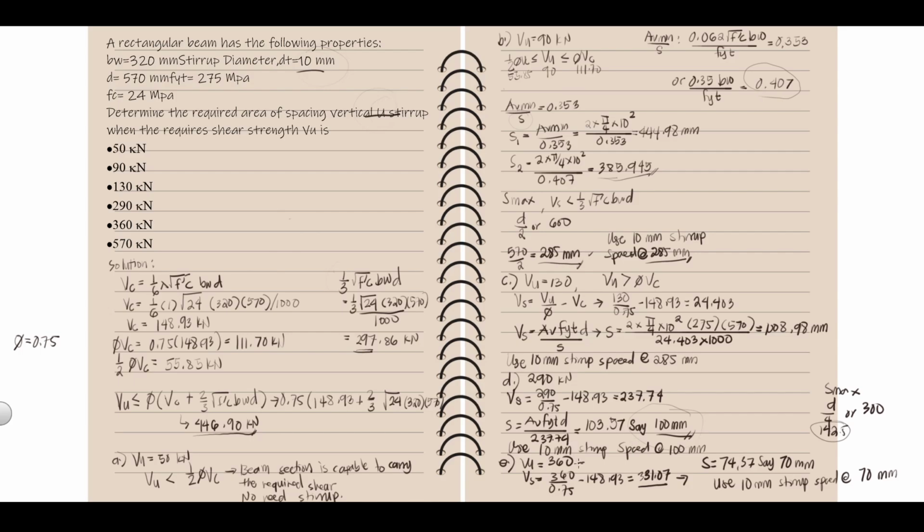So, as you can see, mayroon tayong kino-compare dapat yung VU, no? Doon sa ating cross-sectional dimension. So, ang cross-sectional dimension natin, class, na value is 400. So, malayo pa, no? Ang VU natin is 360. Okay? So, letter F na tayo.